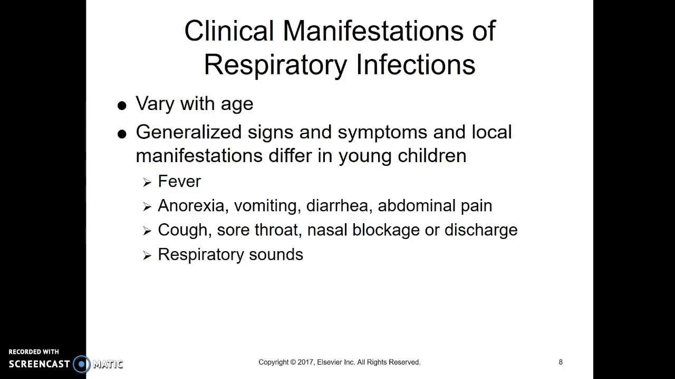Kids do not isolate things well. They swallow a lot of mucus and they feel sick and they vomit, and really what they have is an upper respiratory infection. And then cough, sore throat, blocked nasal passages, and those adventitious respiratory sounds.